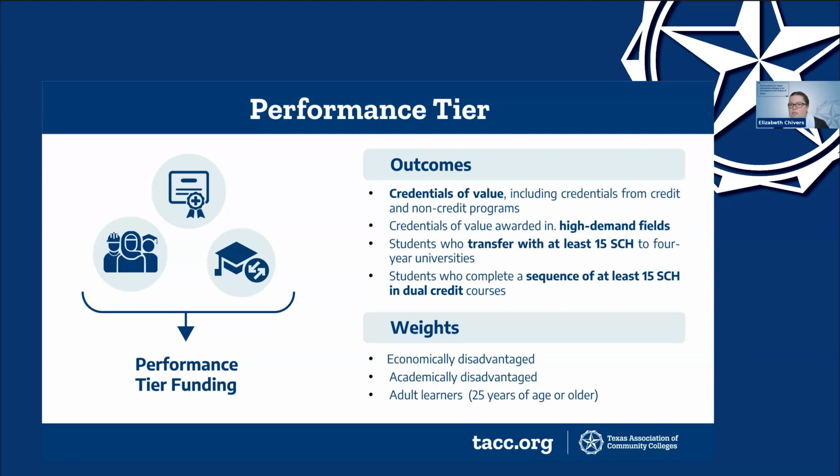The performance tier is much more straightforward out of the two main funding sources. So for those institutions who do not get any base tier funding, they will be fully funded based on their performance tier. So the thing to keep in mind with the performance tier is it's basically tied to 4 main outcomes. So one is credentials of value, which includes our typical credentials that have counted under the previous model. So our certificate 1, certificate 2, associates, etc.